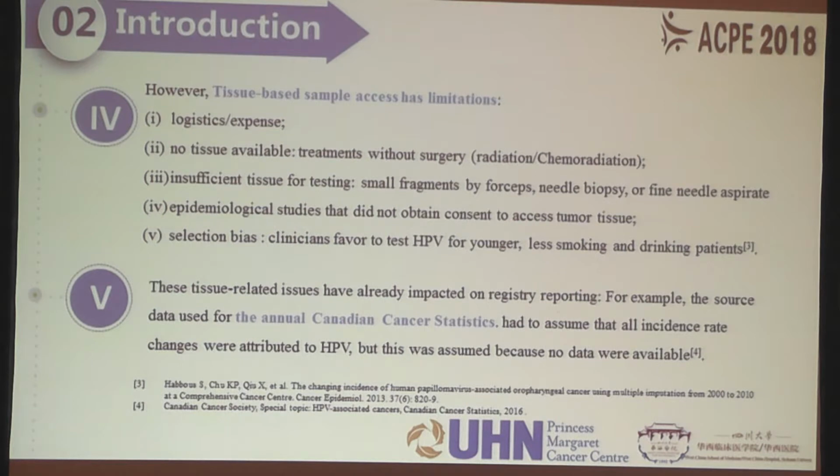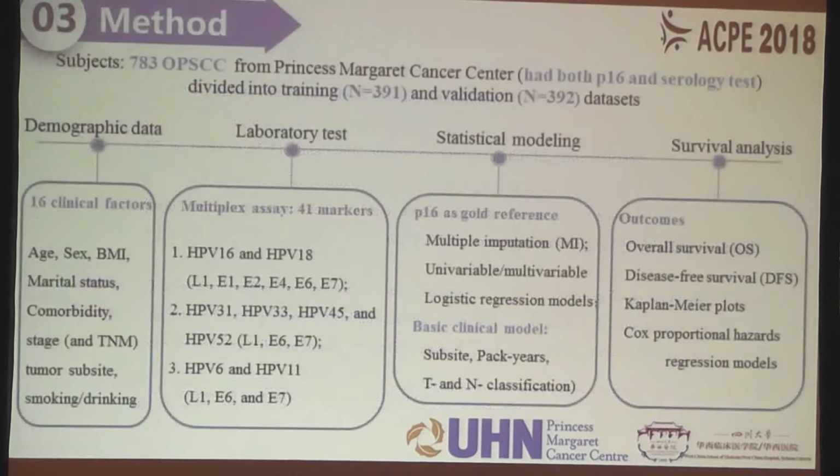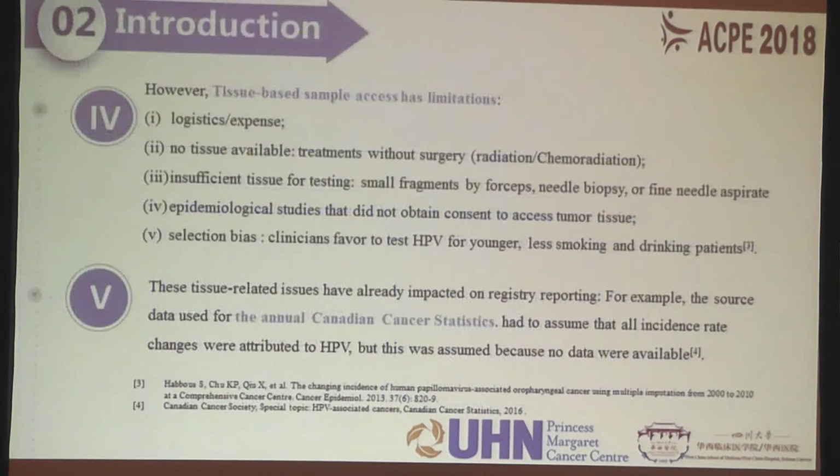And the most important thing is that these tissue-related issues have already impacted our cancer registration reporting work. For example, the source data used for the annual Canadian cancer statistics assumed that all the incidence rate changes over the years are attributed to HPV status. And this is just an assumption because there is no data available for their reports.